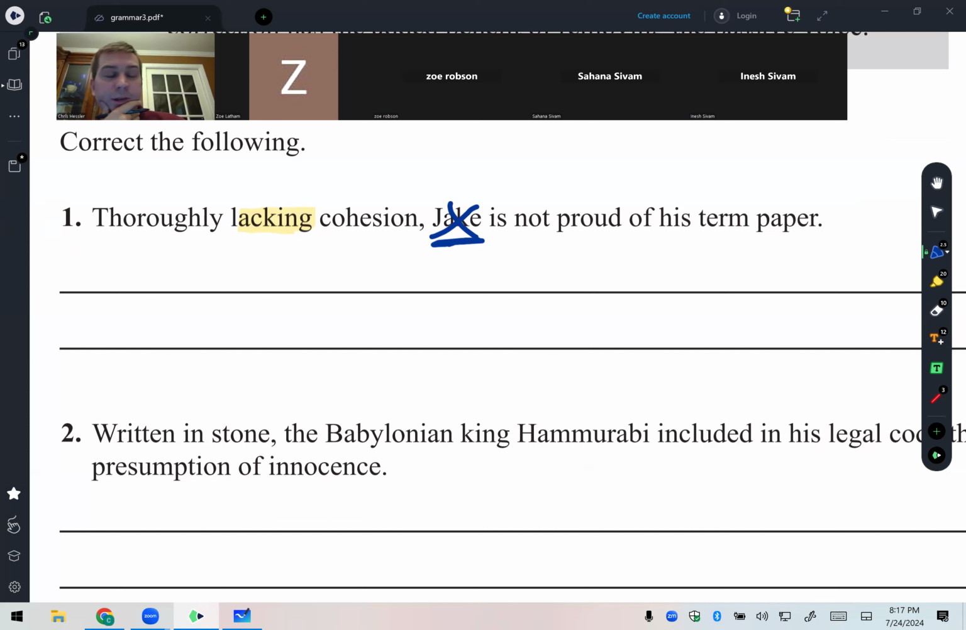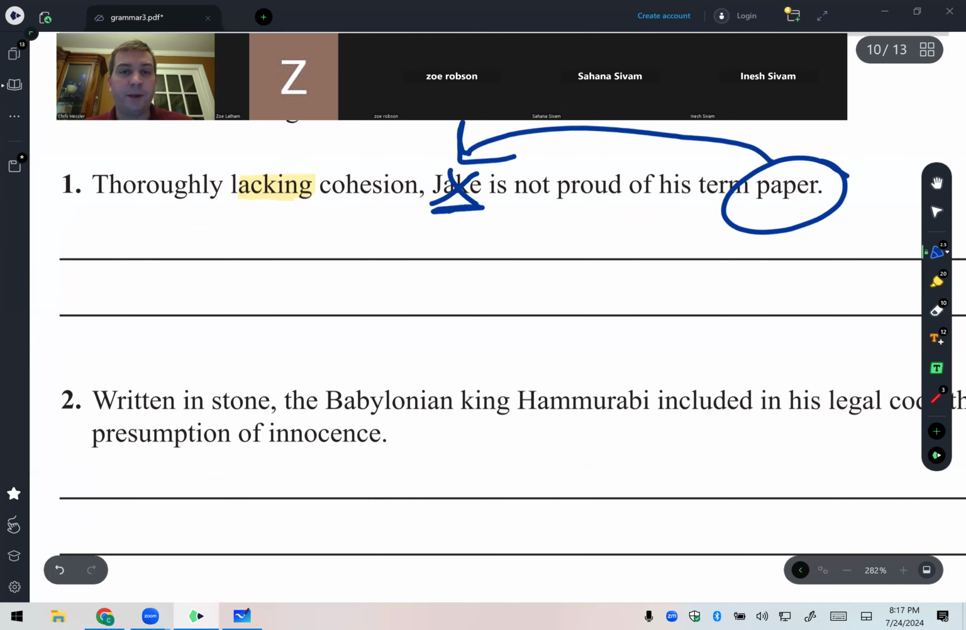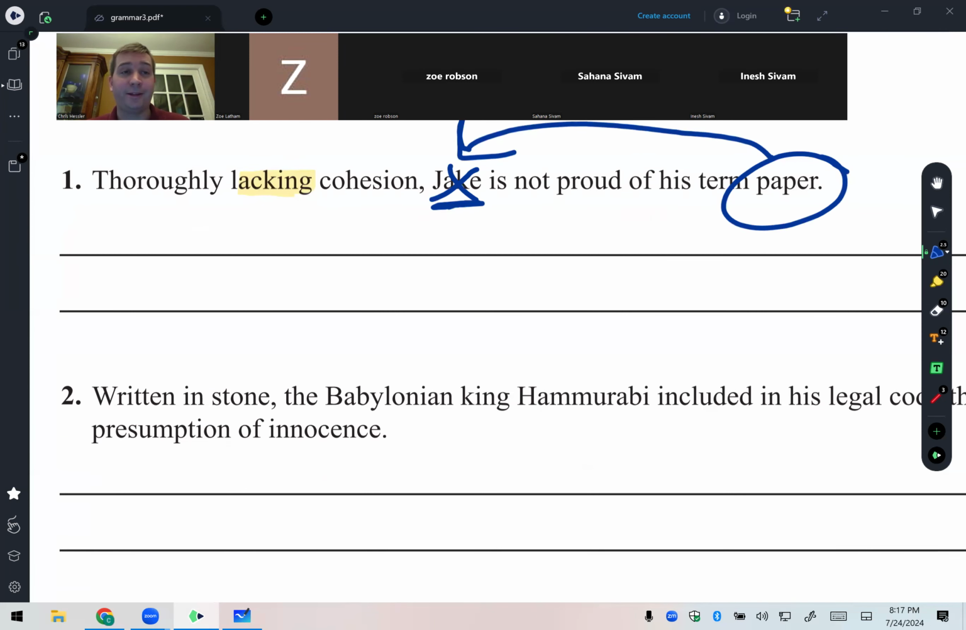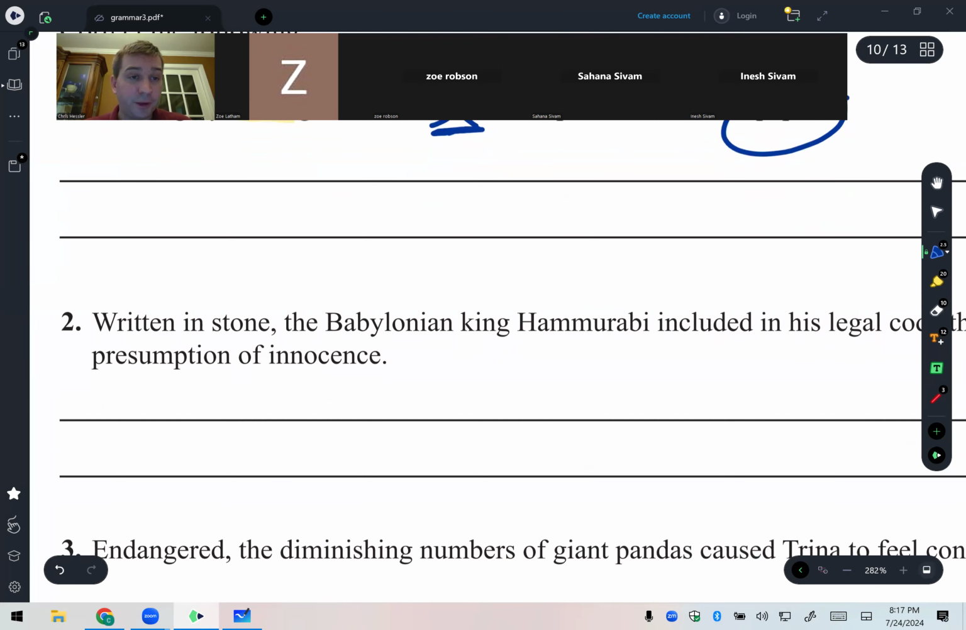So to fix this, I'd probably say thoroughly lacking cohesion. Jake's term paper brings him no pride. Or I'd probably just say Jake's paper is inadequate. Thoroughly lacking cohesion. Jake's term paper is inadequate. But it just has to be the paper. The paper needs to be where Jake is. So however you want to fix that one, it just can't be Jake. If Jake thoroughly lacks cohesion, Jake has a bigger problem than the term paper. Jake is a puddle. All right, next one.